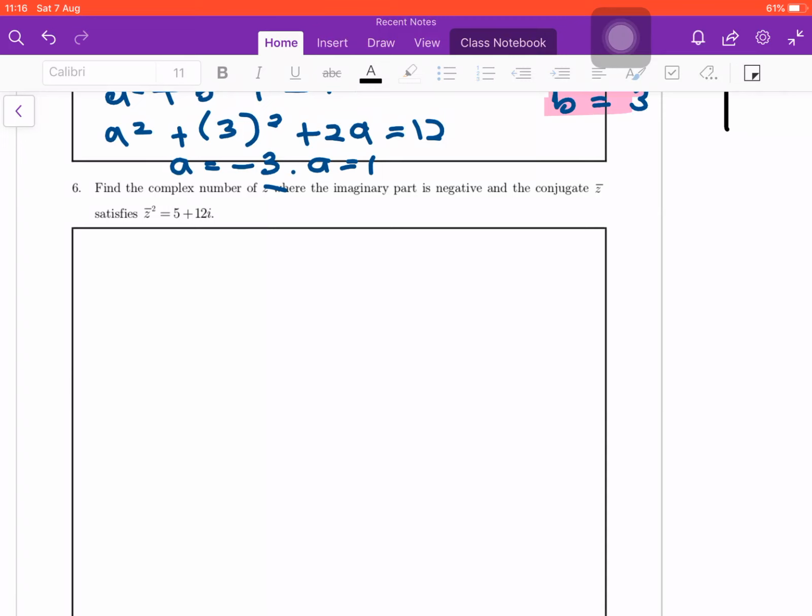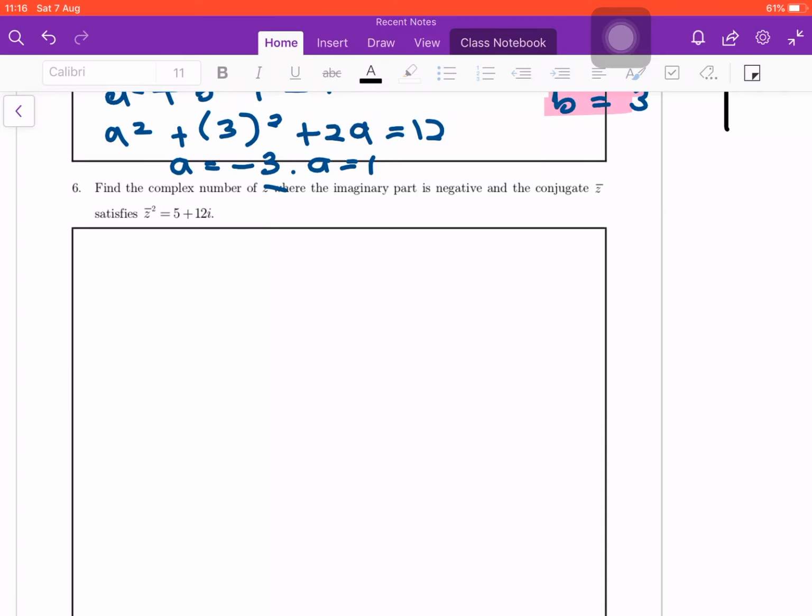Soalan ni lebih kurang sama dengan soalan nombor 5 tadi, sebab dia suruh cari possible values untuk Z juga. So, of course automatik awak tahu awak kena guna comparing method. Tapi kat sini dia twist sikit sebab dia cakap imaginary part is negative.